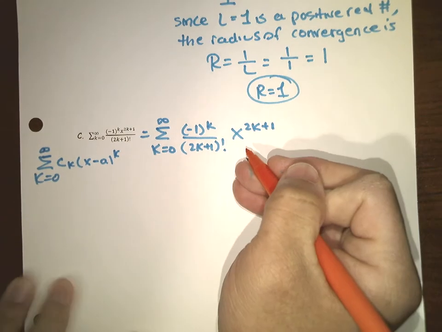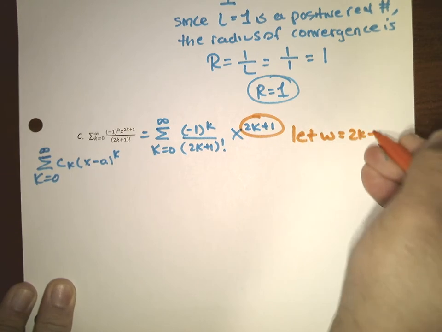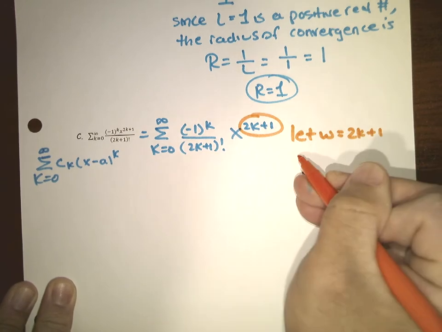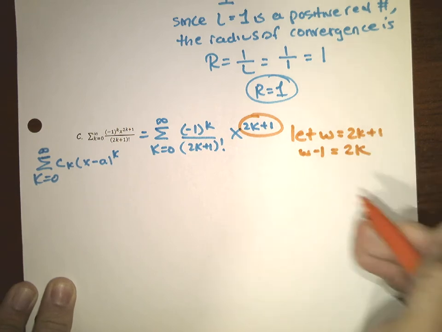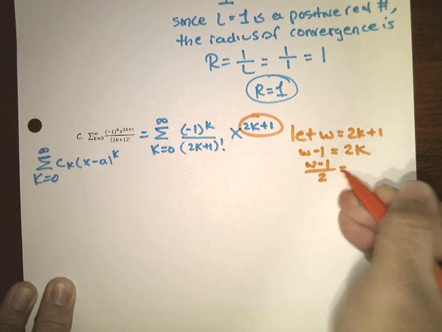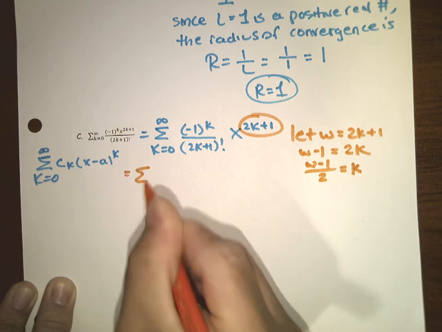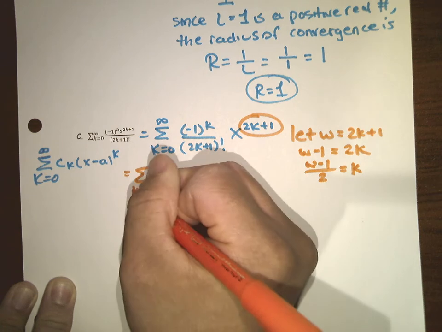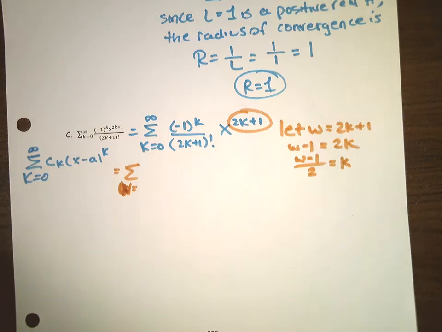Well, I could let w be 2k plus 1. And so that means that w minus 1 is 2k, and then w minus 1 over 2 is equal to k. All right, so this can be rewritten as the sum from k equals 0, well, w, because we're using w's. So let me rewrite this so that you can see it a little bit more clearly here.